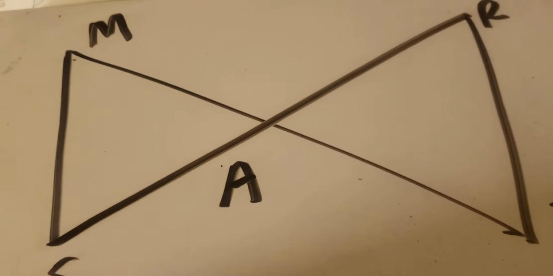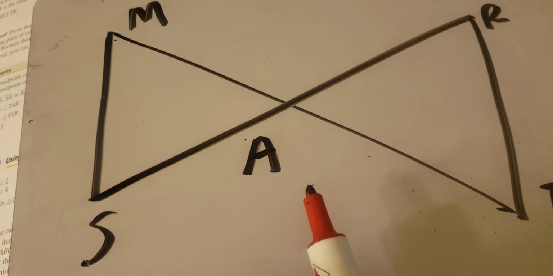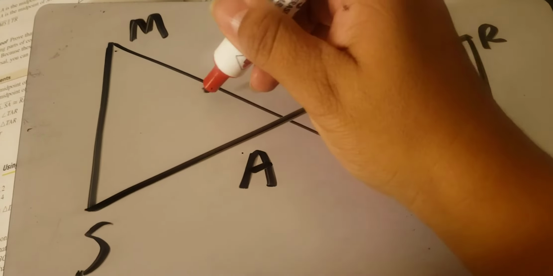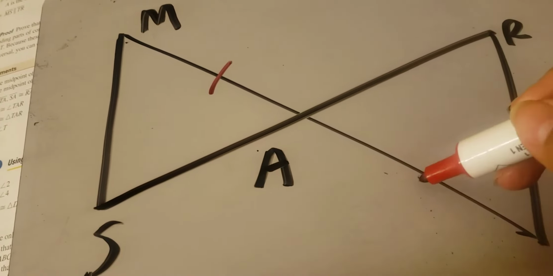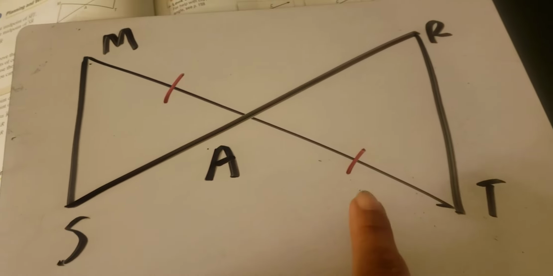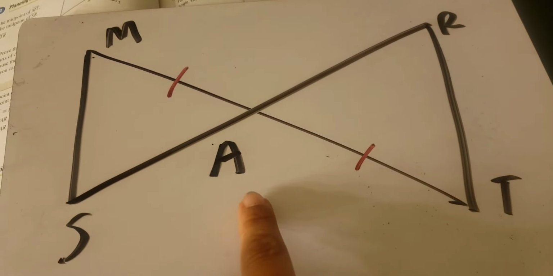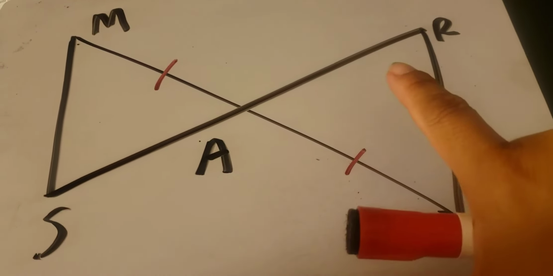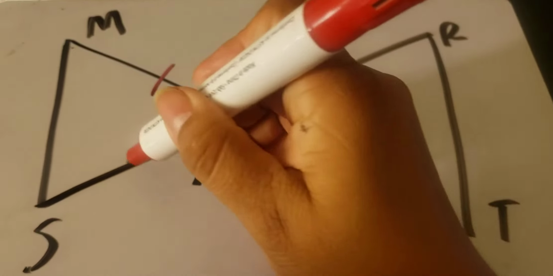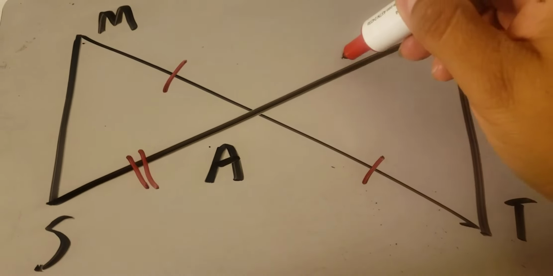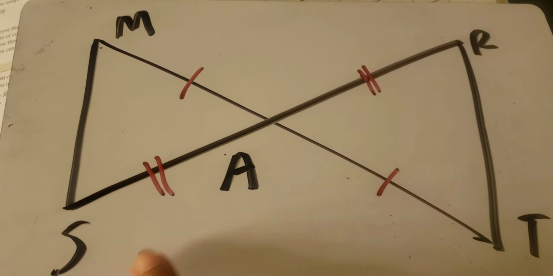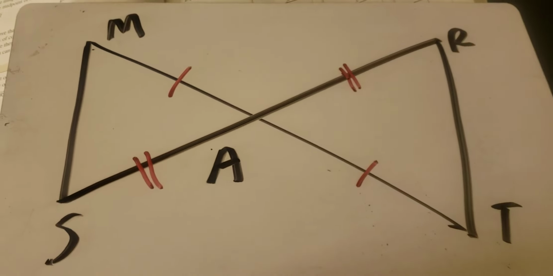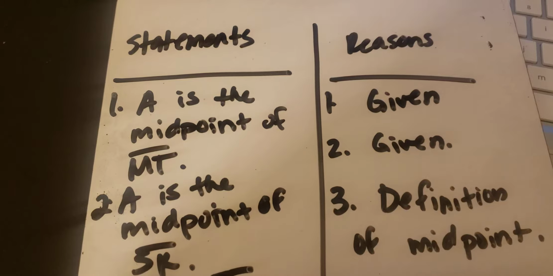So if I go back to my picture, if A is the midpoint, that means A is in the middle. So that means I could say MA is congruent to AT. These two segments must be congruent because A is in the middle. But remember, they also said that A is the midpoint of SR. So the same thing is happening over here. So I'm going to put 2 congruency marks. Okay. So SA is congruent to AR. And the reason for that would be definition of midpoint.